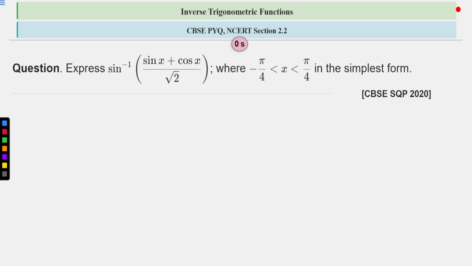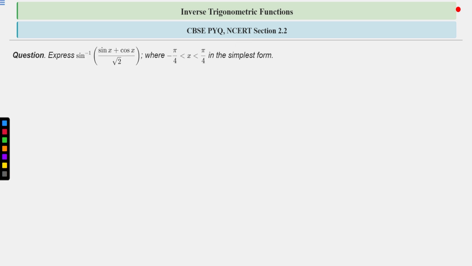Okay, let us move to the solution part. So we have to basically express the given expression sin inverse sin((x plus cos x) upon root 2), where x is between minus pi by 4 to pi by 4, in the simplest form, right? So the correct answer is x plus pi by 4. Let us see how it is x plus pi by 4. Let us see the solution part.